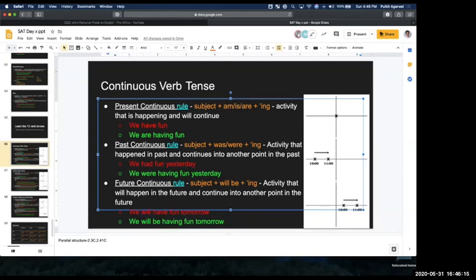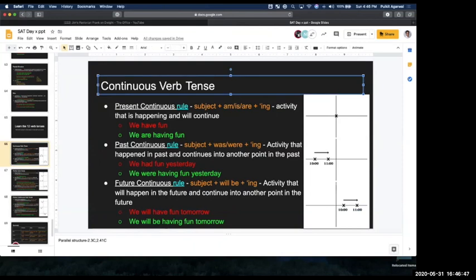And the way to do this is, for present continuous, subject plus am, is, or are plus ing. So we am, is, are plus ing, here, having. For past continuous, it's subject plus was or were, plus ing. And the future continuous is subject plus will be plus ing. So we will be having fun tomorrow.